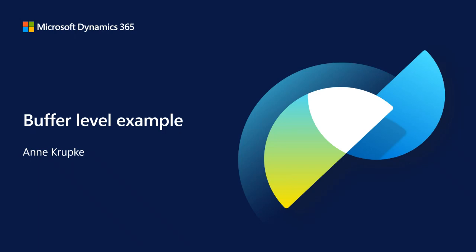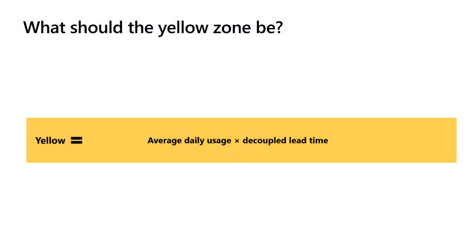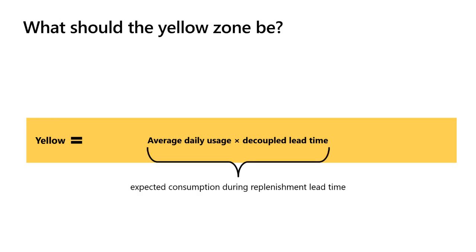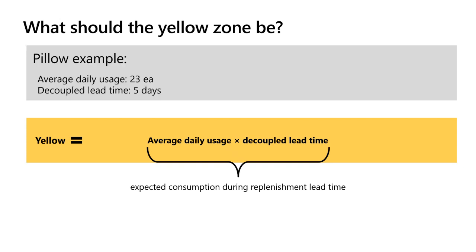Now let's go through an example of calculating the buffer zones based on the factors that we just talked about. We'll start with the yellow zone because it's the simplest. The equation for yellow is average daily usage times the decoupled lead time. In other terms, this amount is the expected consumption of inventory during the replenishment lead time for that item. Using the data we showed in our example, we have an average daily usage of 23 eaches and a lead time of 5 days. Multiplying those together, we get a yellow zone amount of 115 eaches.